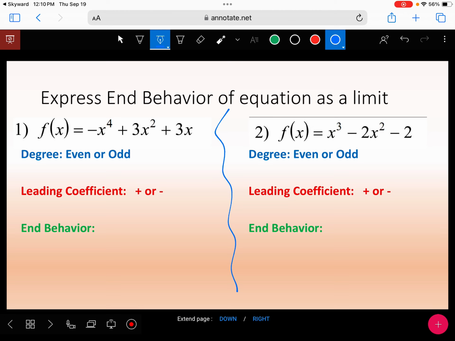So again, we're just writing our end behavior. Our first one says negative x to the fourth plus 3x squared plus 3x. And then number 2, f of x equals x cubed minus 2x squared minus 2.